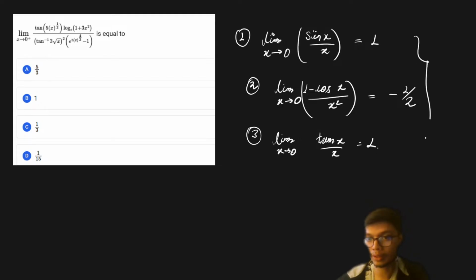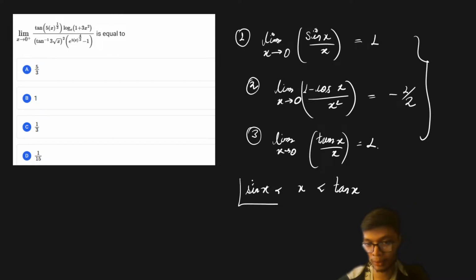Now, one more thing to note, because students generally have this confusion in their mind: the limit of sin x by x is 1 and tan x by x is also 1. Does that mean that sin x and tan x are completely equal or not? That is a very important question. So please make sure that you know that sin x is less than x, and x is less than tan x. This is a very important inequality of trigonometry that you need to have in mind.